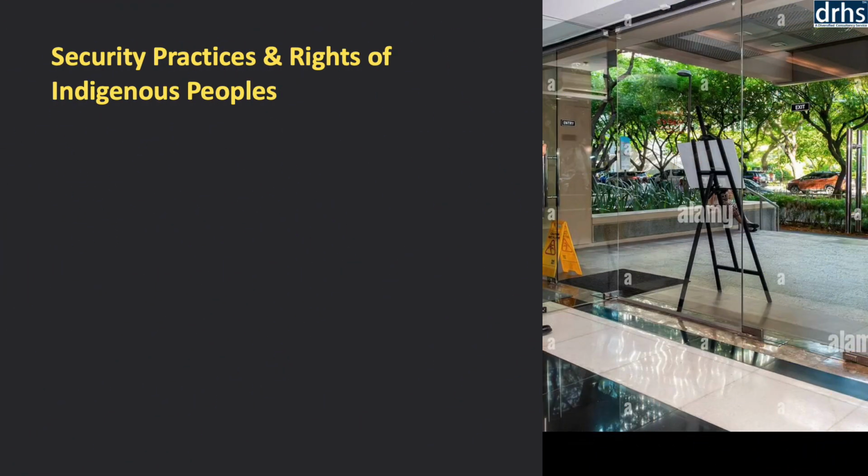Slide 16. Security Practices and Rights of Indigenous Peoples. The depiction of security practices and the rights of indigenous peoples within the GRI Social Standards framework highlights the critical intersection between operational security, human rights, and community stewardship. These standards emphasize that organizational responsibility extends beyond internal governance to encompass the protection and respect of vulnerable and historically marginalized groups.